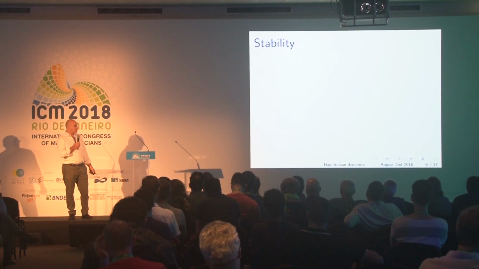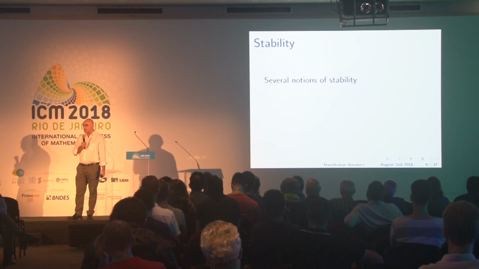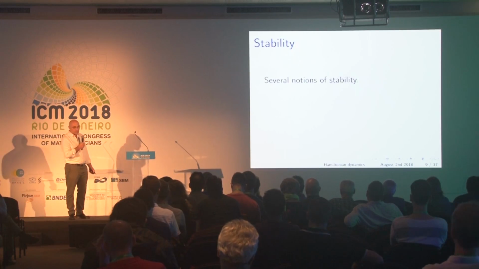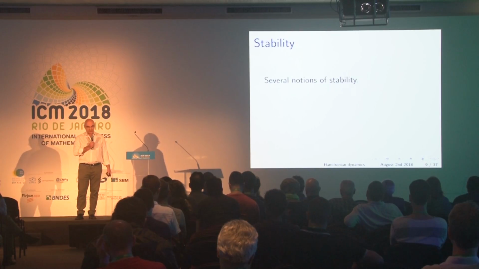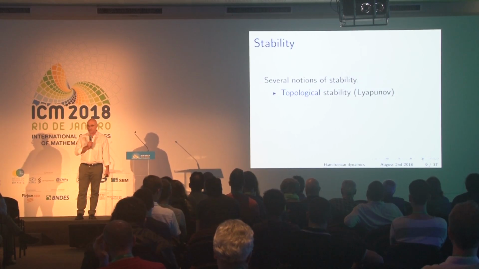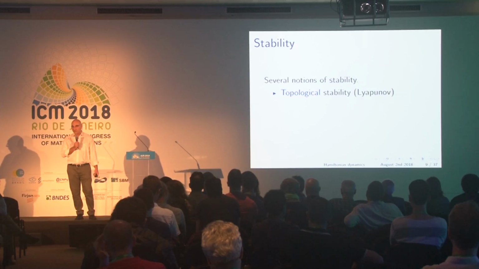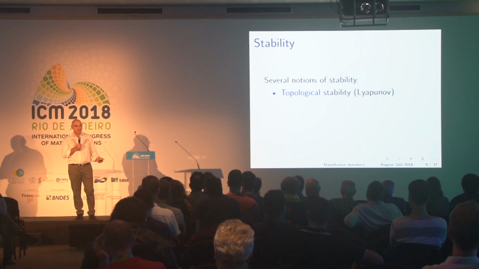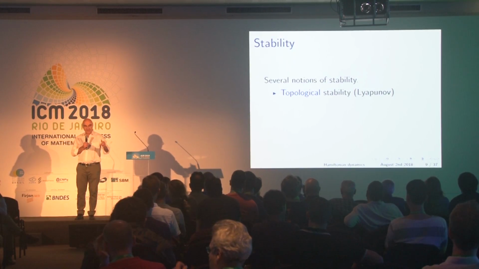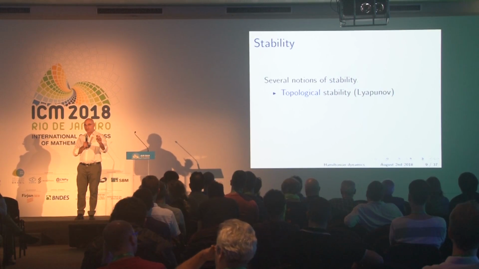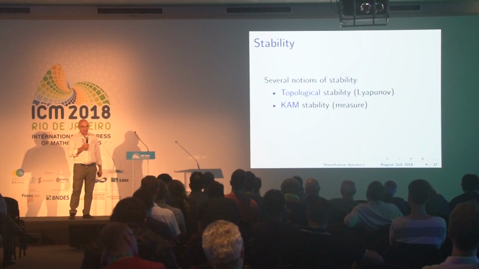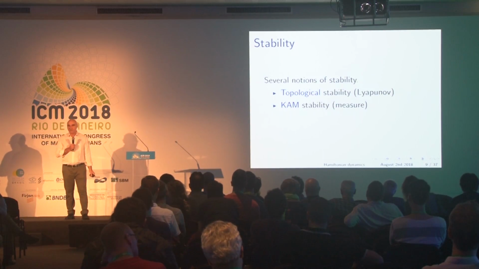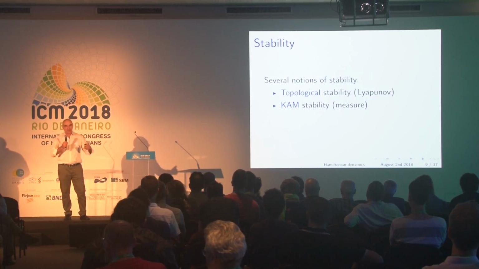So now we can discuss the notion of stability, and we will discuss three notions of stability in this talk. The first one, maybe the oldest notion, is certainly the topological stability in the sense of Lyapunov, which means basically you say that an equilibrium is stable if you want to stay in the fixed neighborhoods of 0, you have to start close to 0.